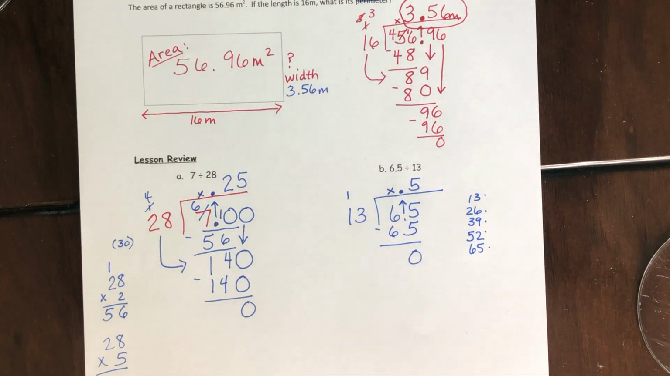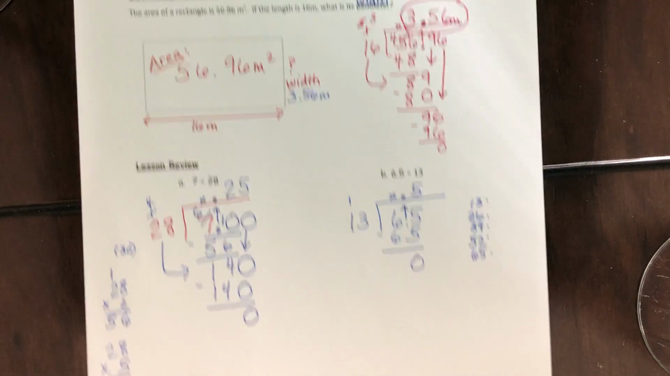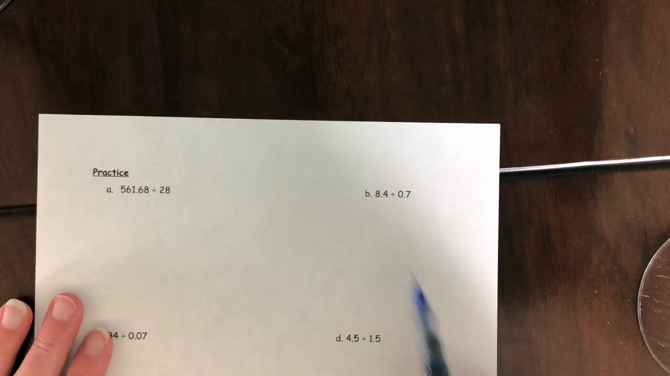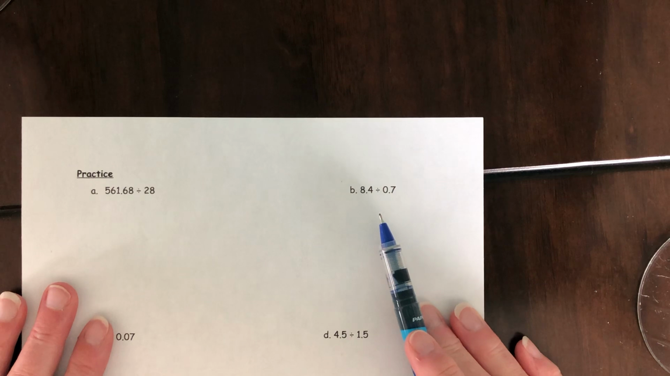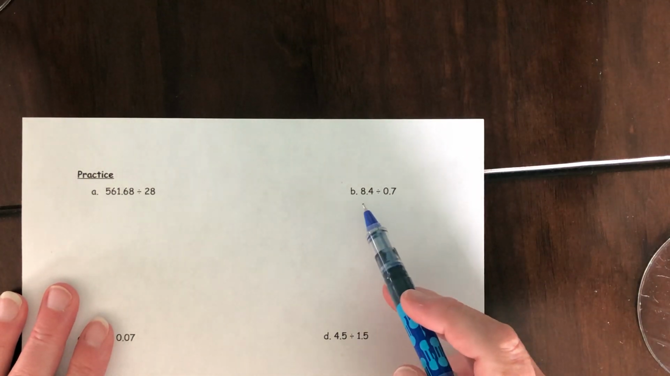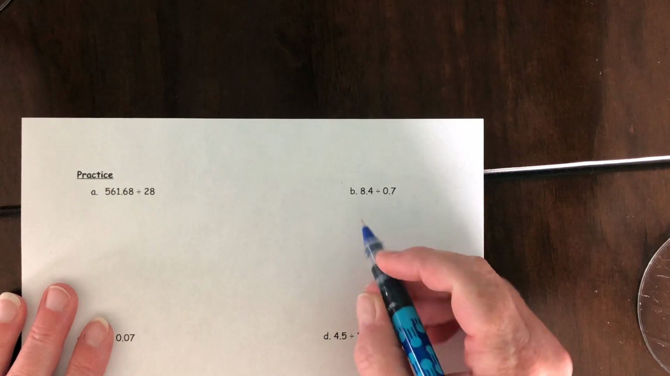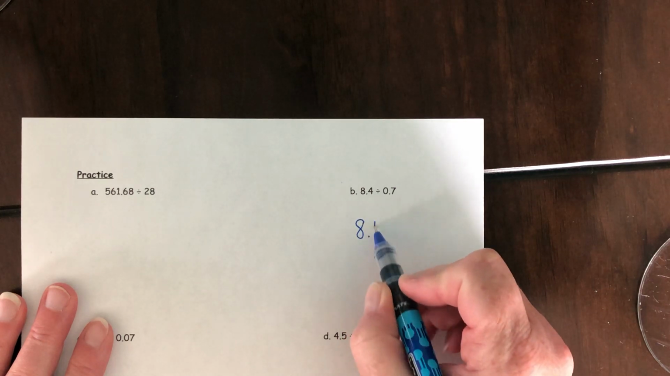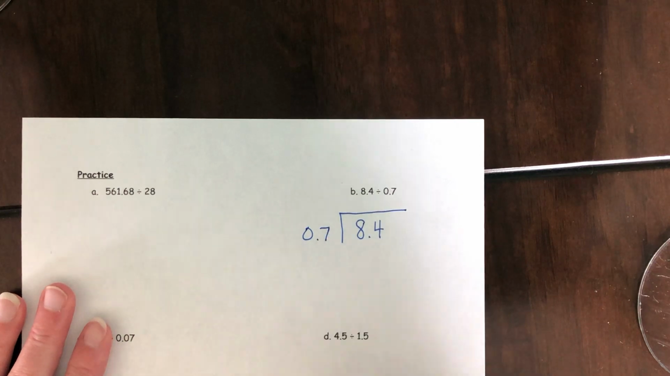There's one problem I also want to do off of the practice side of this assignment. I'm going to have you do the rest of them yourself, but on the practice side of this assignment, I wanted to take a look at B because it's the only problem where we have a decimal in both the divisor and the dividend, and I want to remind you what to do when that happens. So again, let's read this problem. 8 and 4 tenths divided by 7 tenths.